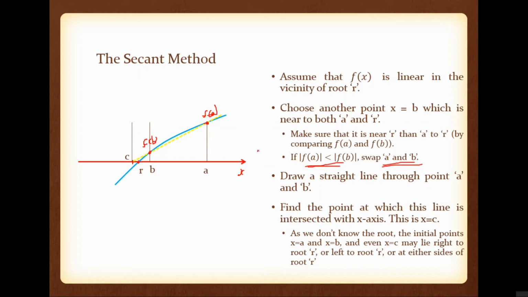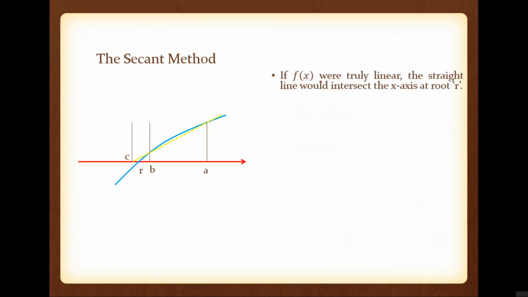Okay. And one more thing you have to note, C is exactly equal to R if the given function is a straight line. Okay. So please note, if f of x is truly linear, then the straight line would intersect the x-axis at root R. So please note, if the given function is linear, otherwise it will not happen. So here we are assuming that f of x is not linear. We are discussing that f of x is not linear.